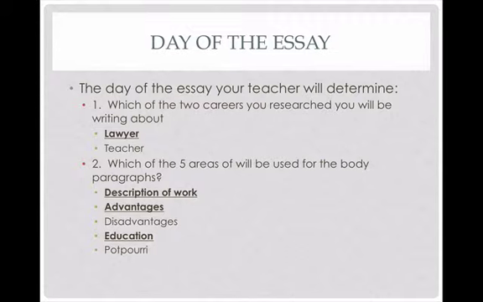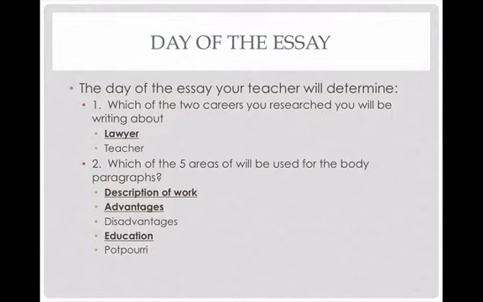They then on the board are going to determine for the entire class of the 5 areas for the remaining career which of the 3 areas of the 5 will be used. So the whole class, no matter which career they have remaining, it may be lawyer, it may be doctor, it may be engineer, which 3 body paragraphs the class will be writing on for that remaining career. So in this situation, I said description of work, advantages, and education.